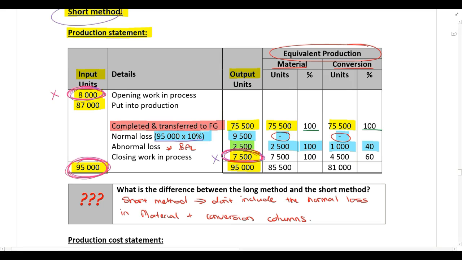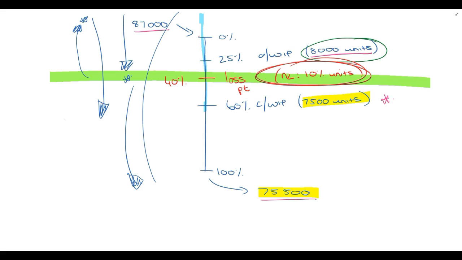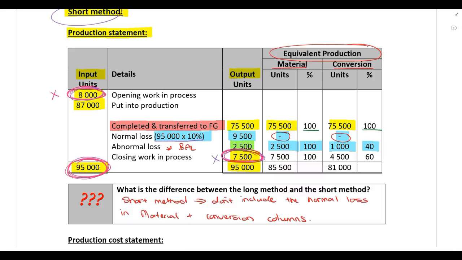For closing work in process, what did I do in this period? Closing work in process is 60% complete. So in this period, I did 60% of the work. In a future period, I'm going to have to do another 40% of the work. However, that is obviously in terms of conversion. In terms of material, I've already done 100% of the work because all of my material is added upfront at the beginning of the production process. Production quantity statement, where we only deal with quantities.